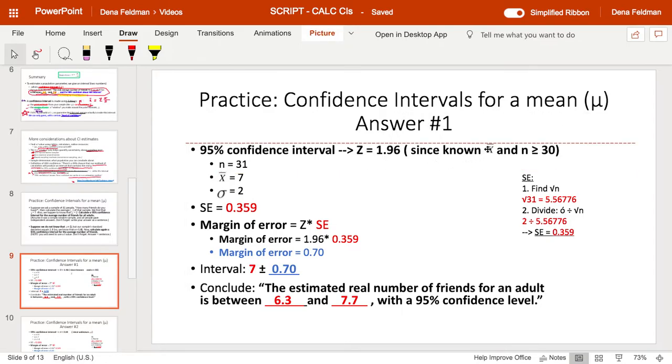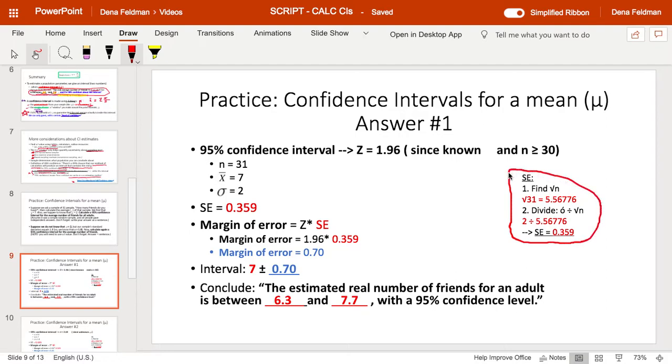Why did I do that? Since I have a known standard deviation, and I also know I have a sample n that's bigger than 30. So I can take this information, this x, this n, this z, and I can, as I do, find this standard error. Find the square root of 31, then divide 2 by that, and get this answer here for the standard error, which I'm going to multiply by 1.96.